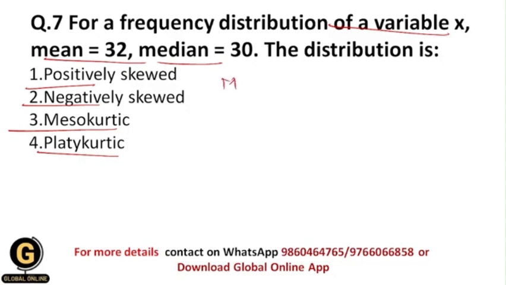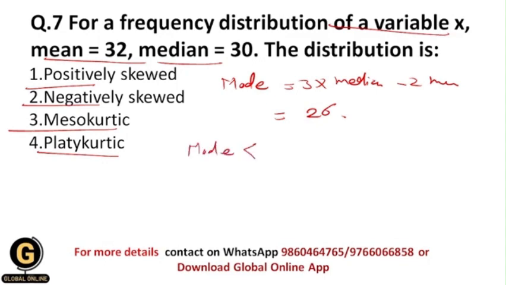As we have seen earlier in the previous video on measures of central tendency, the relationship between mean, mode and median is that mode is equal to 3 times median minus 2 times mean. Here they have given you the values of median and mean. Substitute these values and you will get the value of mode, which is equivalent to 26. Now whenever you see these values, mean 32, median 30 and mode 26, you will understand that the mode value is less than the median value, which is again less than the mean value.